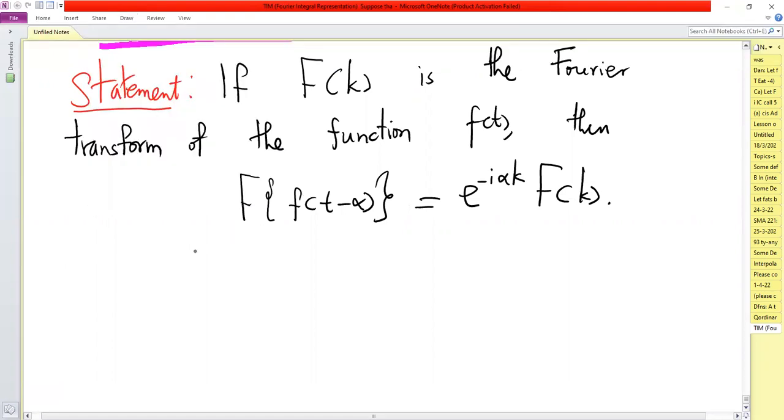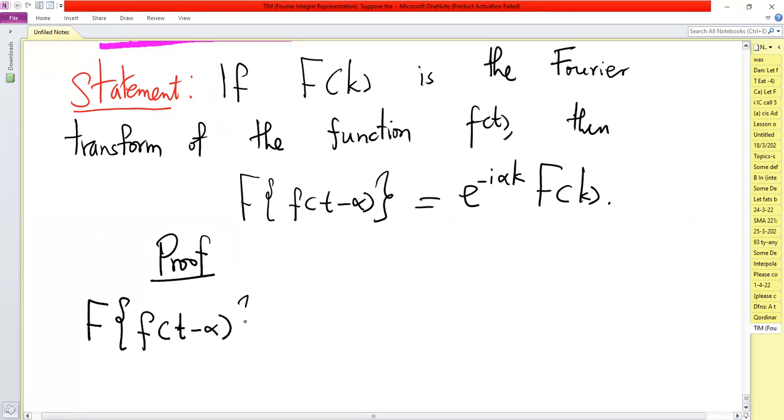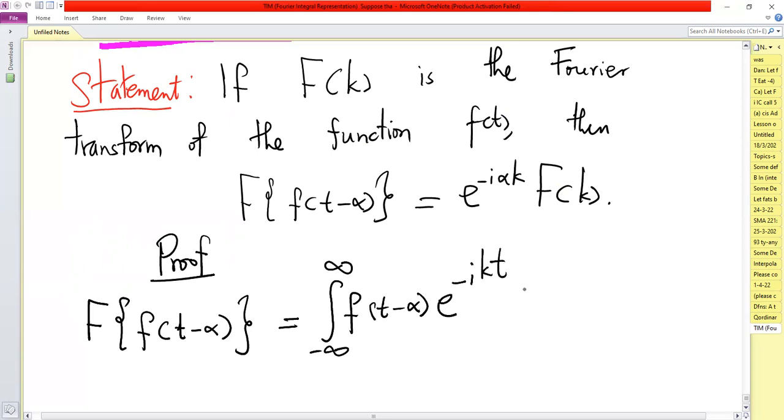But then we can simply prove this. So, proof. The Fourier transform of the function f of t minus alpha is the same as the integral from minus infinity to positive infinity of f of t minus alpha e raised to power negative ikt dt. This is by definition.